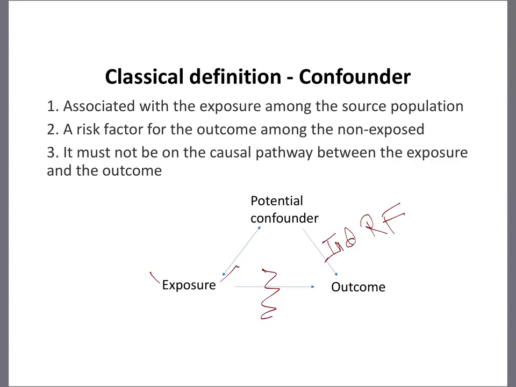Any variable which meets these three criteria, you will call that a confounder. I repeat, if there is a variable which is a known risk factor for the outcome, it is also associated with the exposure, but not on the causal pathway between the exposure and outcome, that becomes your confounder. So let's look at an example.